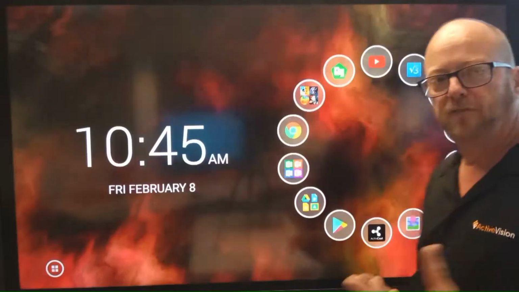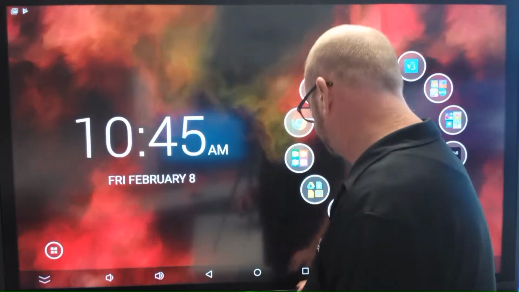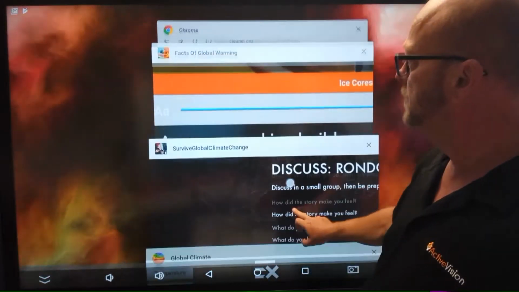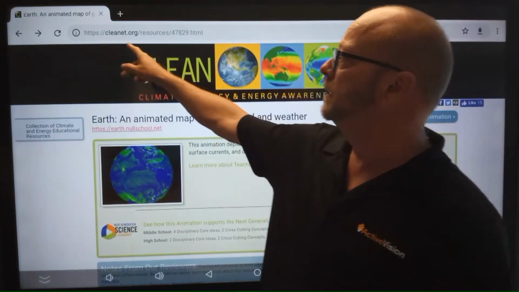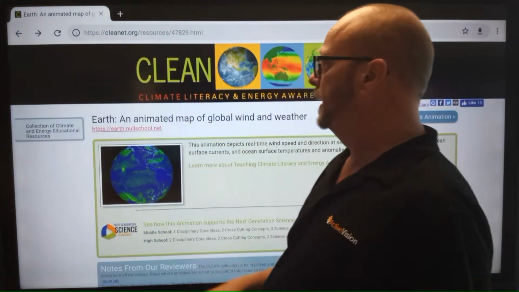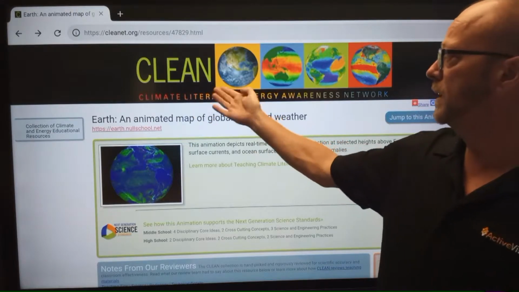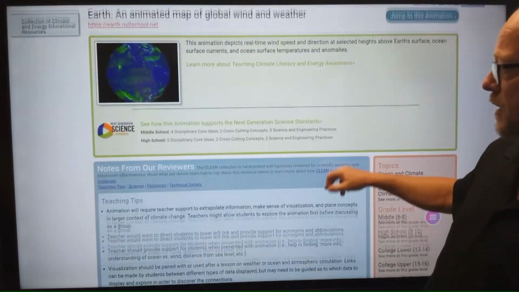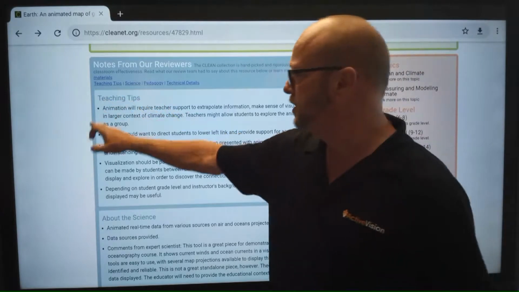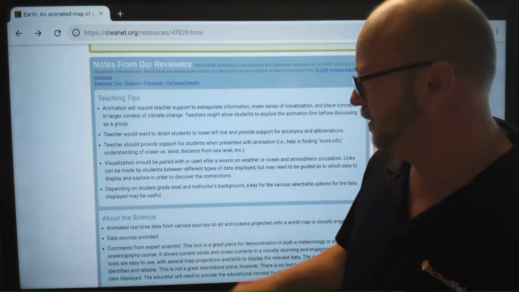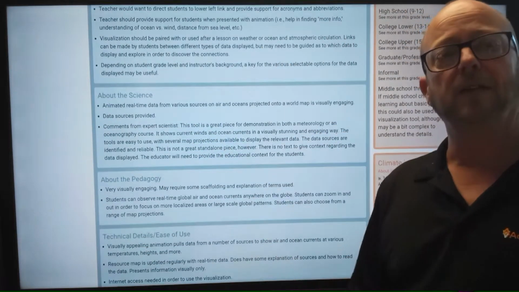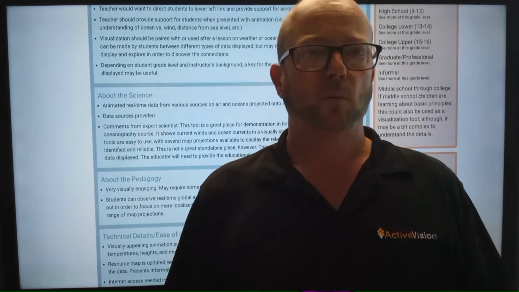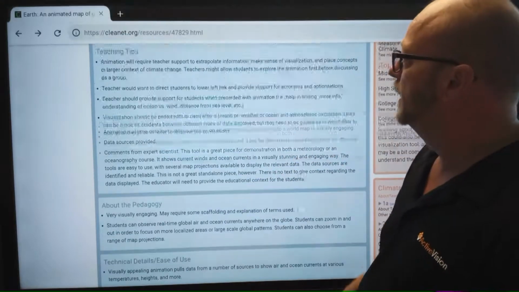And finally, and I find this is really, really cool. This is a load of information, and it's also designed, where are we? Here we go. Clearnet.org, as it says up here, Climate Literacy and Energy Awareness Network. There is a load of information in here. Teaching information, which is something that's always valuable, about the science. So it puts a lot of effort into helping you understand the wheres and the whys and the how-fors of this particular website.